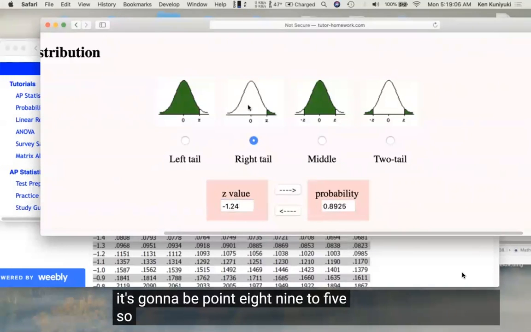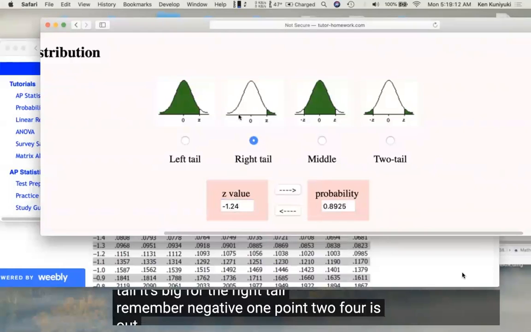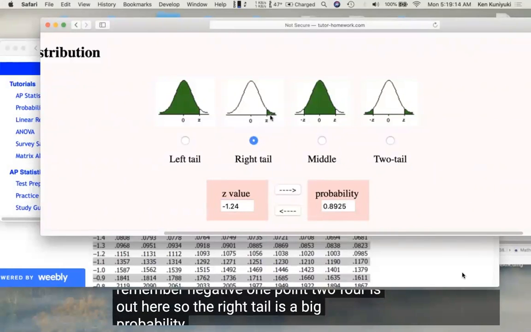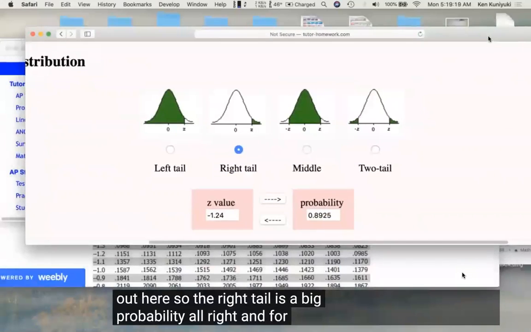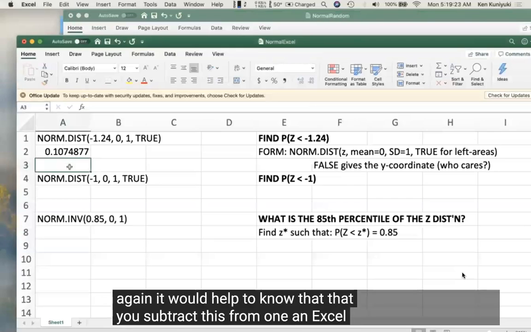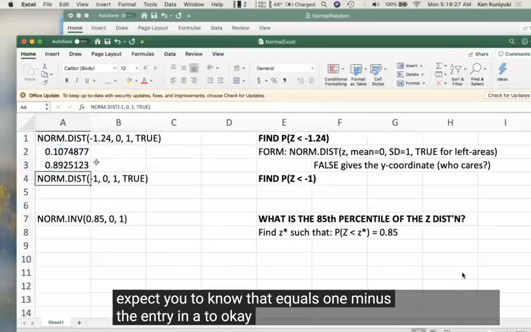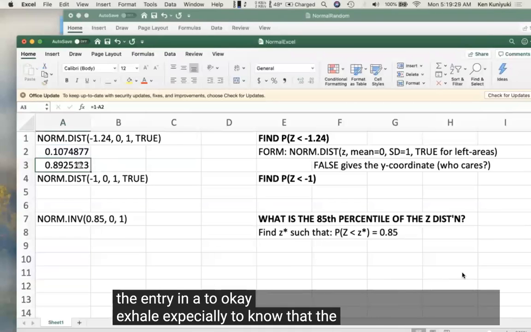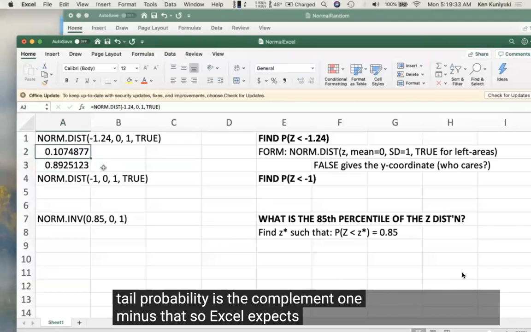So it's small for the left tail and big for the right tail. Remember, negative 1.24 is out here, so the right tail is a big probability. And for Excel, again, it would help to know that you subtract this from 1. Equals 1 minus the entry in A2. Excel expects you to know that the right tail probability is the complement, 1 minus that. So Excel expects you to be smart.